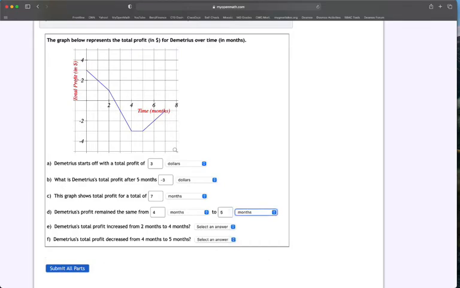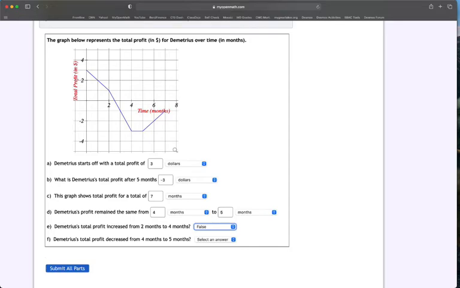Part E, Demetrius's total profit increased from 2 months to 4 months. So if we look at the part from 2 months, which right there is 2 months, if we go up to the graph, it's right there, to 4 months, there's 4 months down to the graph. So we're talking about this part of the graph right here. So the question is asking whether his profit increased. Well, clearly, that part of the graph is decreasing from 2 months to 4 months. So therefore, this is a false statement.